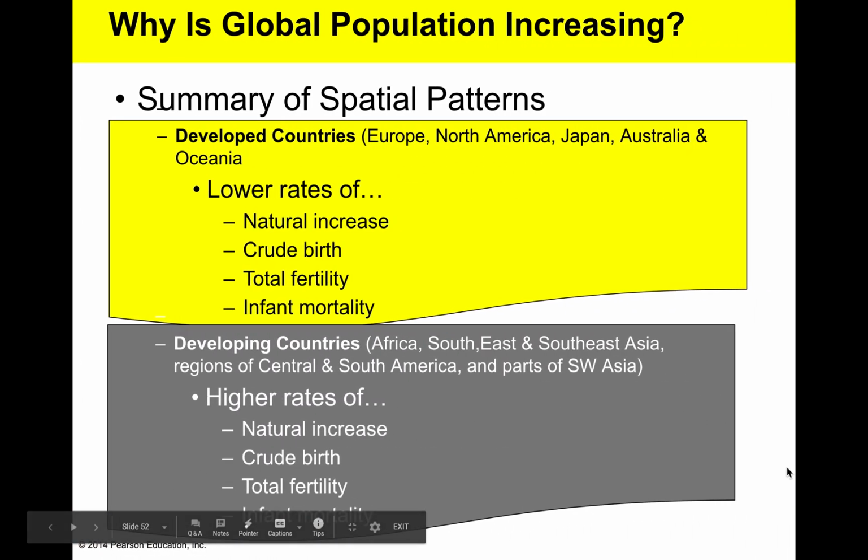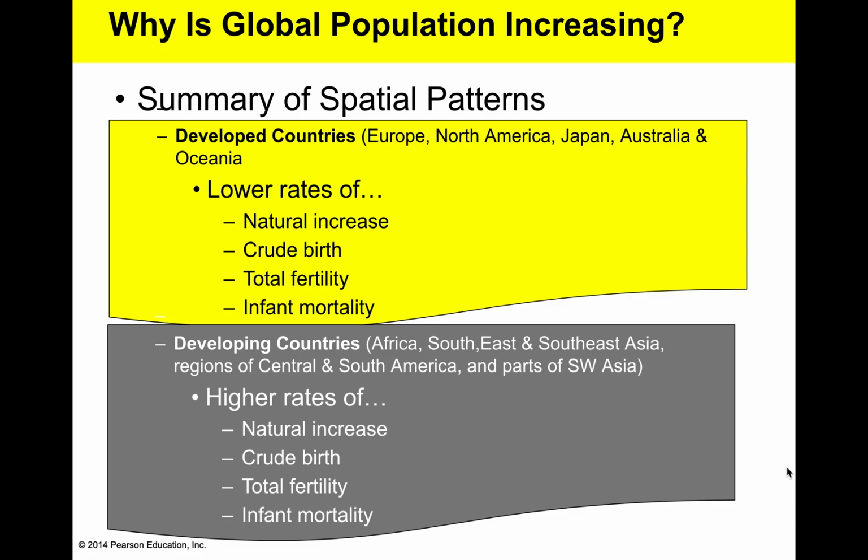All right, in summary, here are the patterns we see. Developed countries are as follows: Europe, North America, Japan, Australia, Oceania. They have low natural increase rates, CBR, total fertility rates, TFR, and IMR. Meanwhile, the opposite holds true for developing countries.